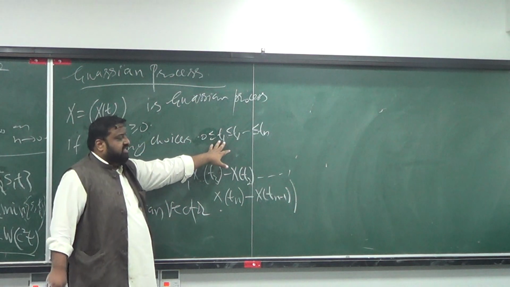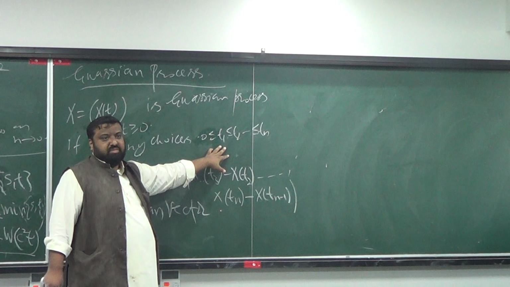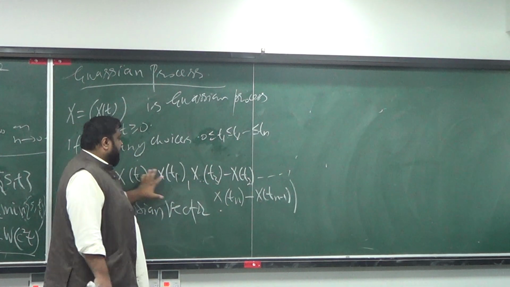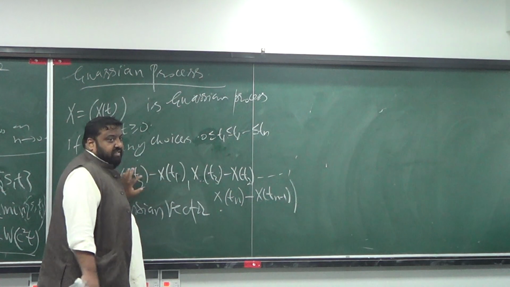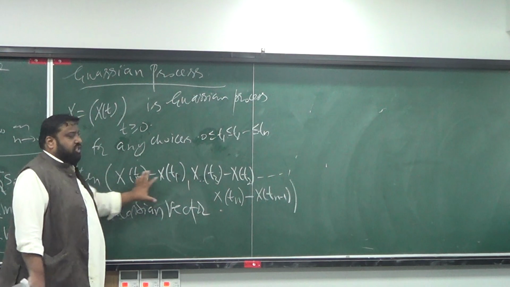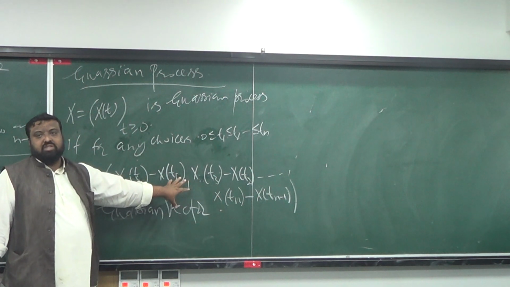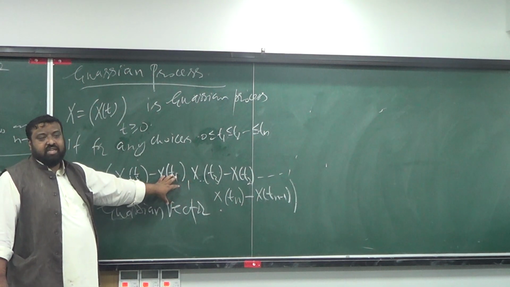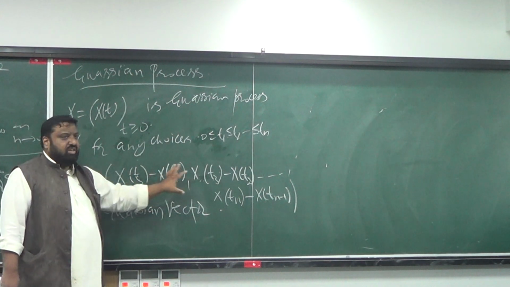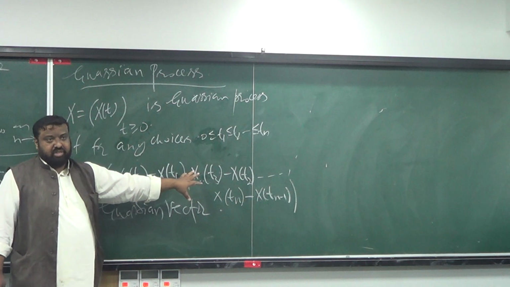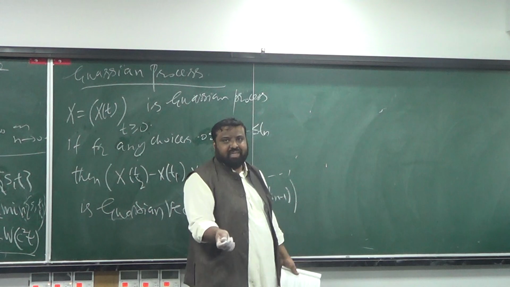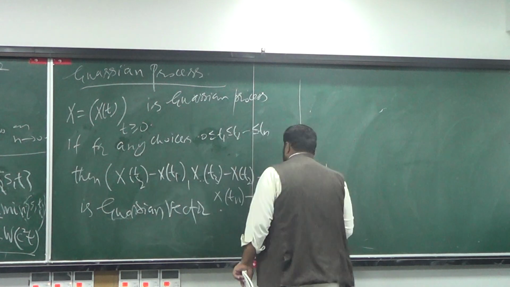If you take any number of increments, say n increments, and make a vector out of it, that vector is a Gaussian vector. And by a Gaussian vector, I mean that it has an n-dimensional normal distribution actually. Okay. Let's see.